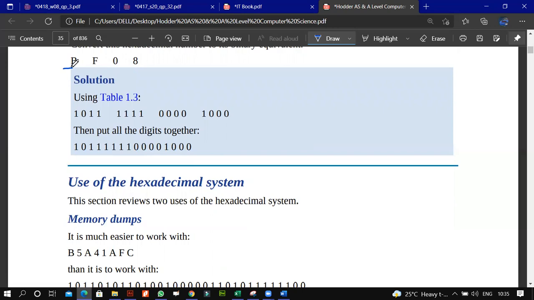You have to find out what B is, what F is. Because you know F is 15. So what is the binary equivalent of 15? What's the binary equivalent of 0? What's the binary equivalent of 8? So once I get the binary equivalent of all my hexadecimal values, I simply join them up, and this is what I get. Is that clear? Any questions, anyone? Clear till now?